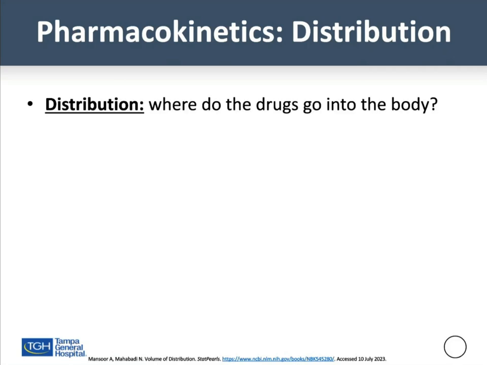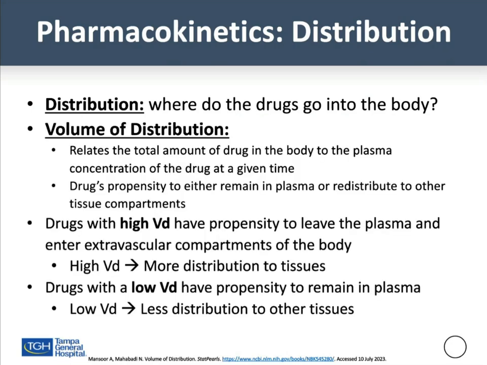When we move on to distribution, what distribution is referring to is where drugs go in the body. Not all drugs are going to cross the blood-brain barrier and treat CNS infections. Not all drugs are going to penetrate the urinary tract. But where do drugs go in the body? A concept that we as pharmacists think about is volume of distribution. What this means is the total amount of drug in the body related to the amount of volume in that same space at any given time.